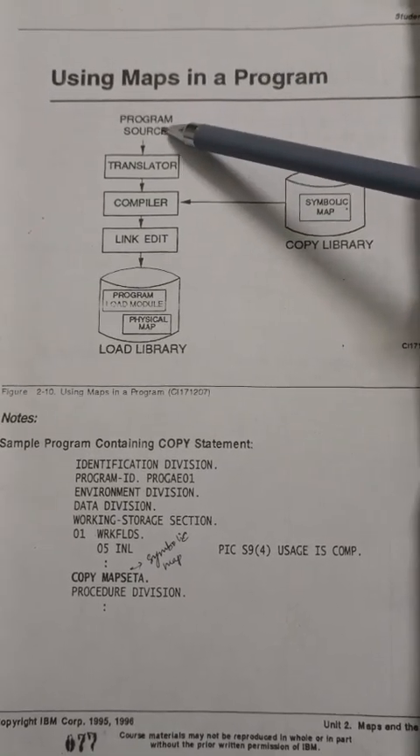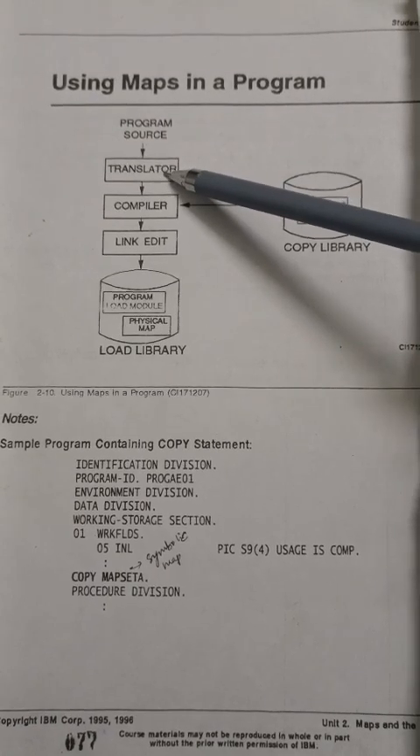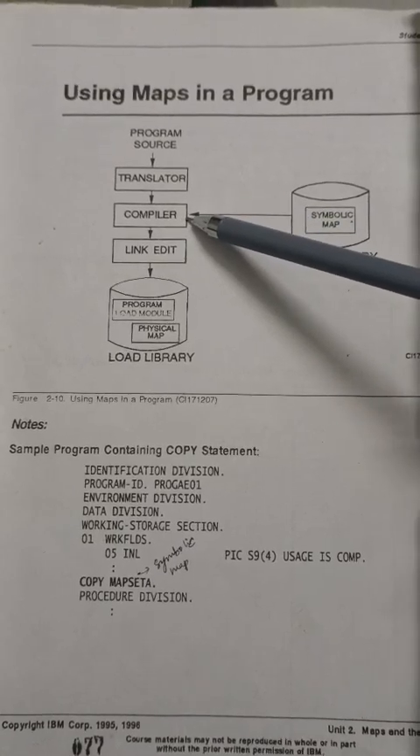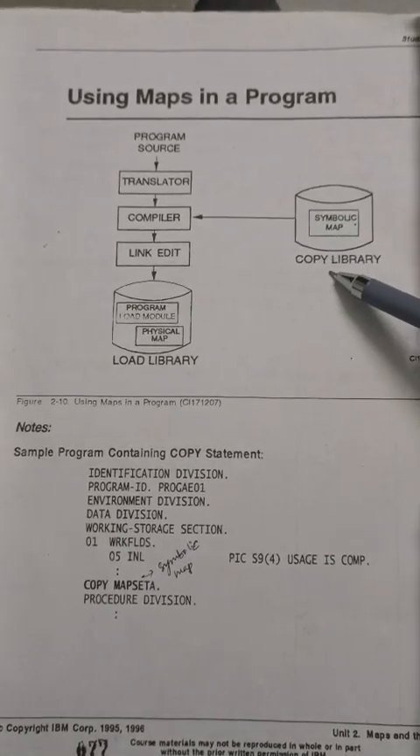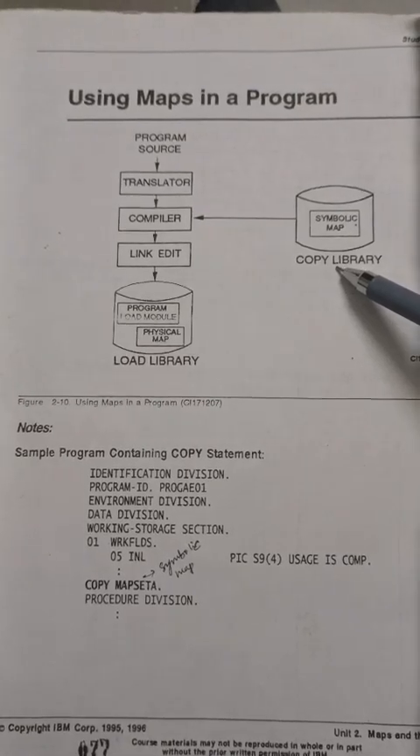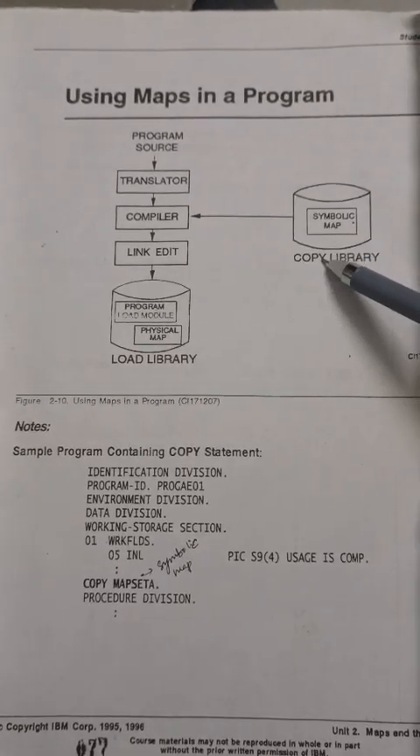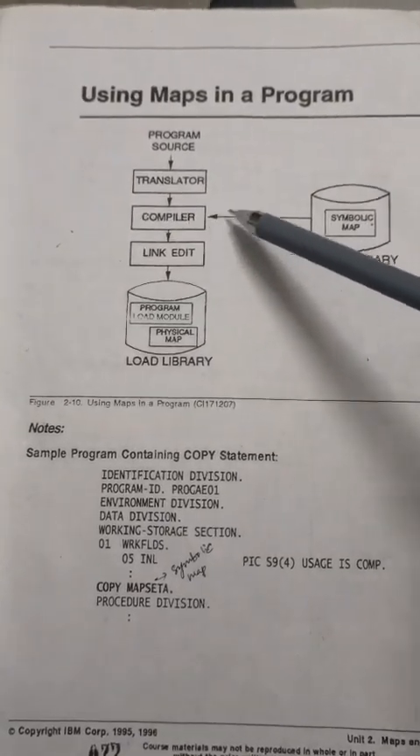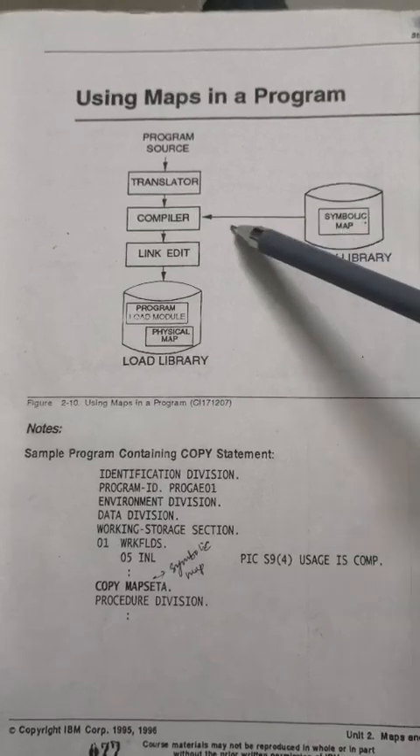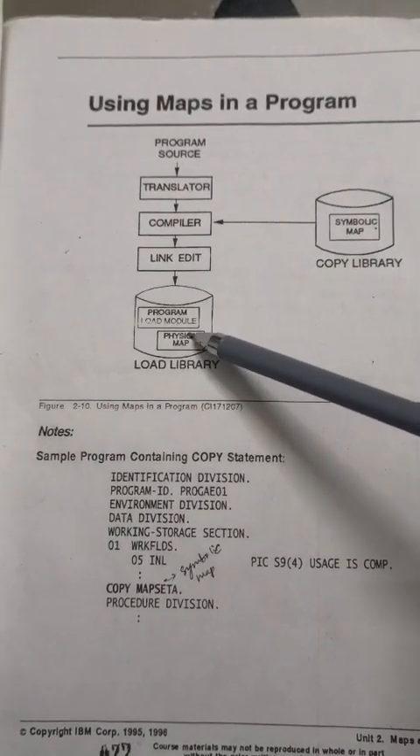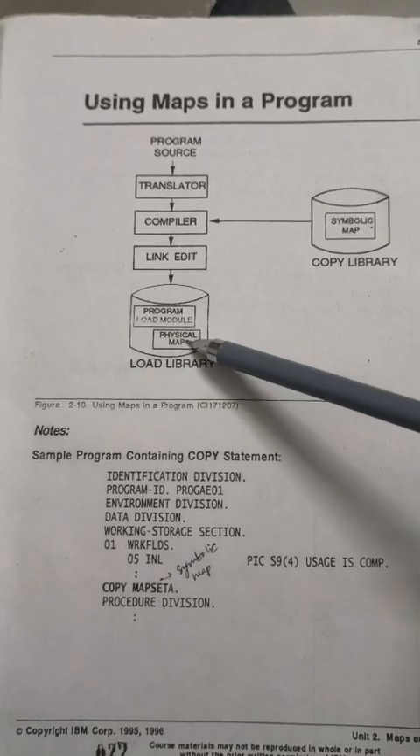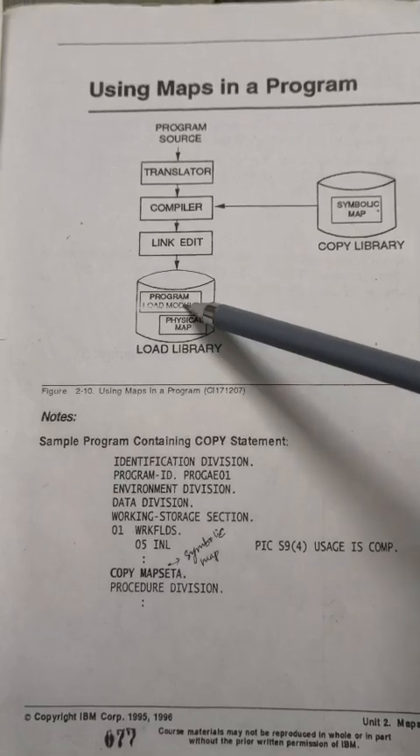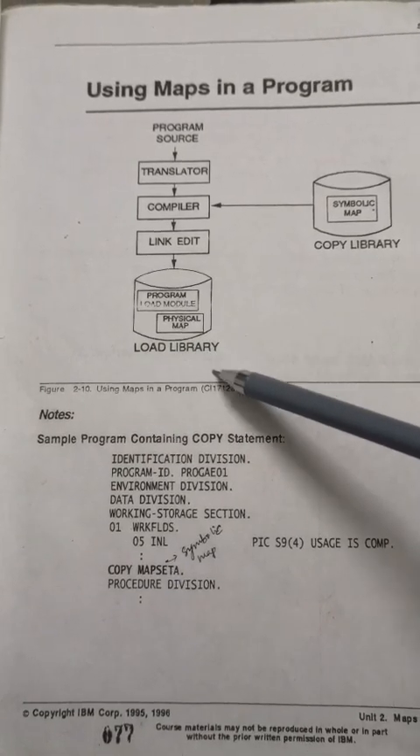The program source code translator will convert the extracted EXEC CICS and END-EXEC delimiter parameters into call statements. As I told before in lesson number 1, the symbolic map will be stored in the copy library and the physical map will be stored in the load library. The compiler takes a copy of the symbolic map from the library and link edits it, and the load module is created. The program load library holds the program and the physical map.